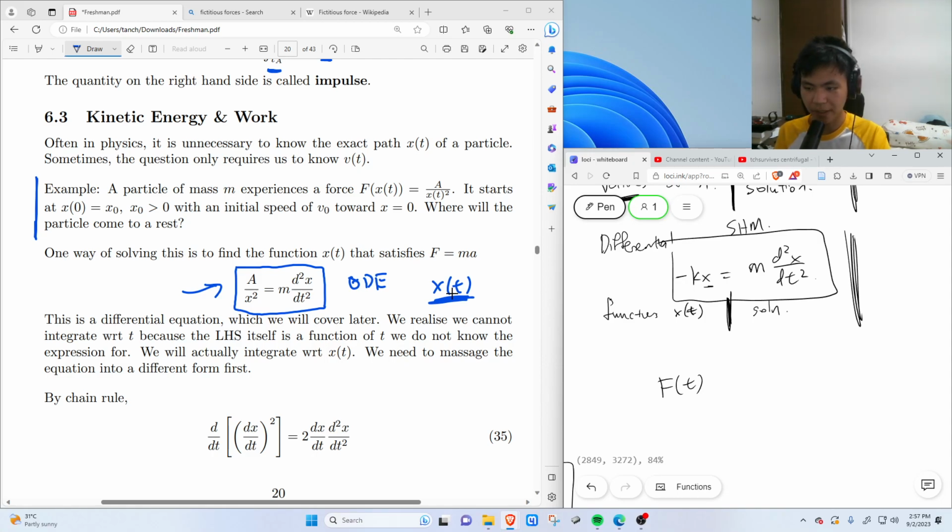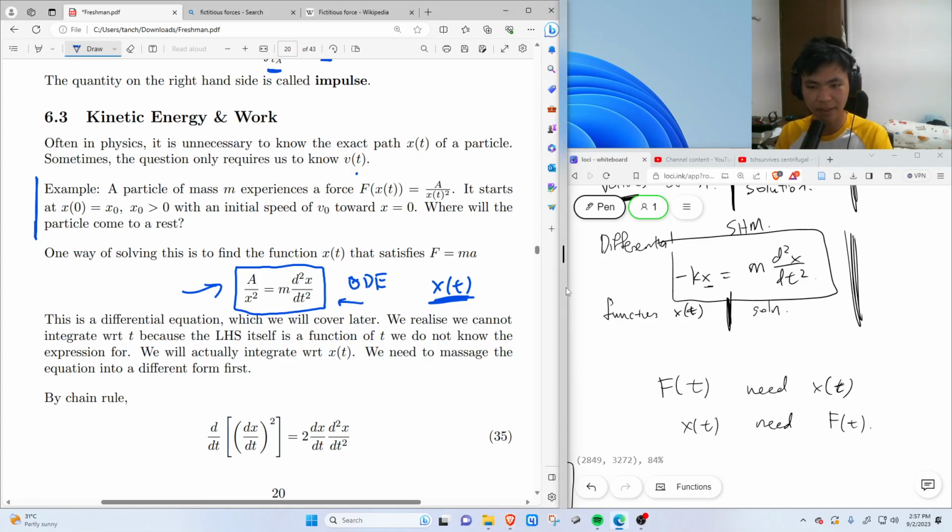Now, in order to find F of t, you need position as a function of time. And in order to find position as a function of time, you need to find the force as a function of time. Right? So it's this circular dependency, and the way to resolve that is by doing a self-consistency kind of thing, where you need to find solutions to this differential equation.